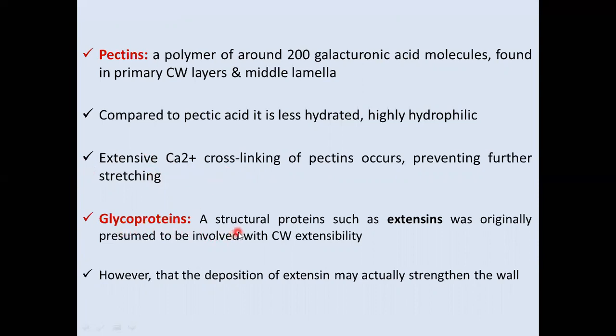Next is glycoproteins. A structural protein such as extensin was originally presumed to be involved with cell wall extensibility, but now we know that deposition of extensin may actually strengthen cell wall. So glycoproteins are structural proteins, and one example of glycoprotein is extensins, which was originally thought to be involved in cell wall extensibility, that it gave an extension to cell wall. But now we know that the deposition of extensin may actually strengthen the cell wall.